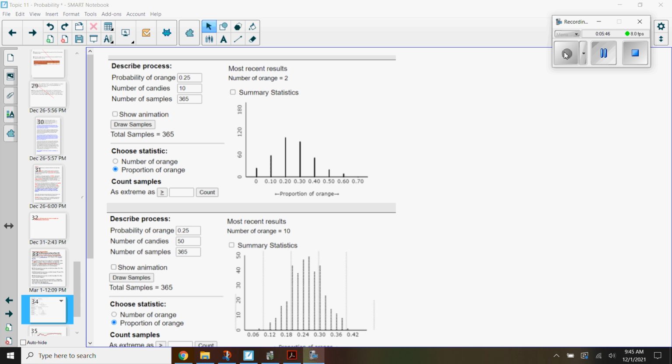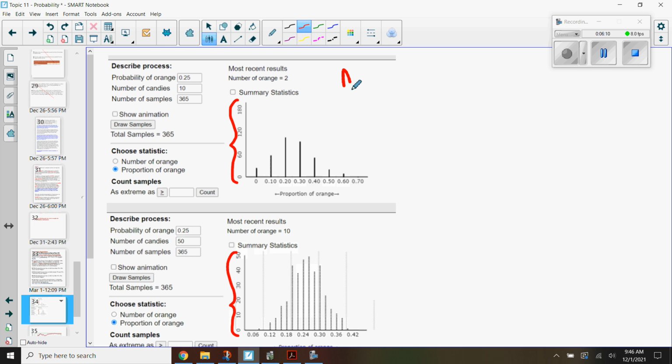So one of the things I can see looking at these one on top of the other, it's a little bit tricky here because the Y scales are different. The Y scale here goes up to 180. The Y scale here only goes up to 50. But the more important thing is that this is Hospital A, which had 10 births per day, and this is Hospital B, which had 50 births per day. So here's the 10, and here's the 50.